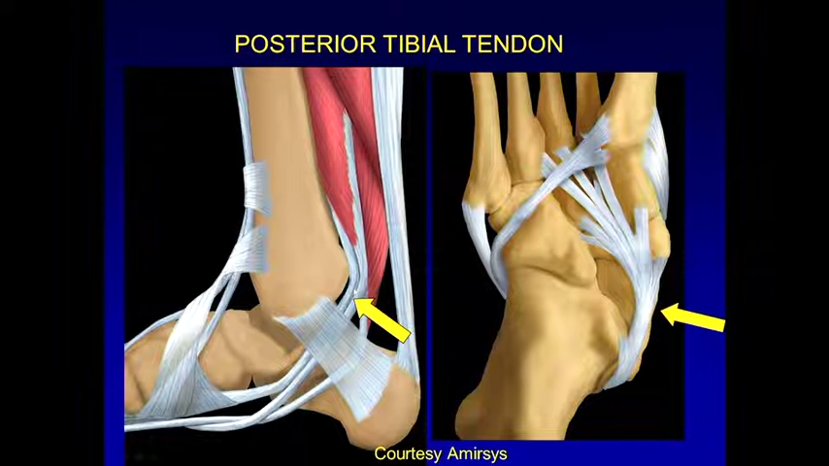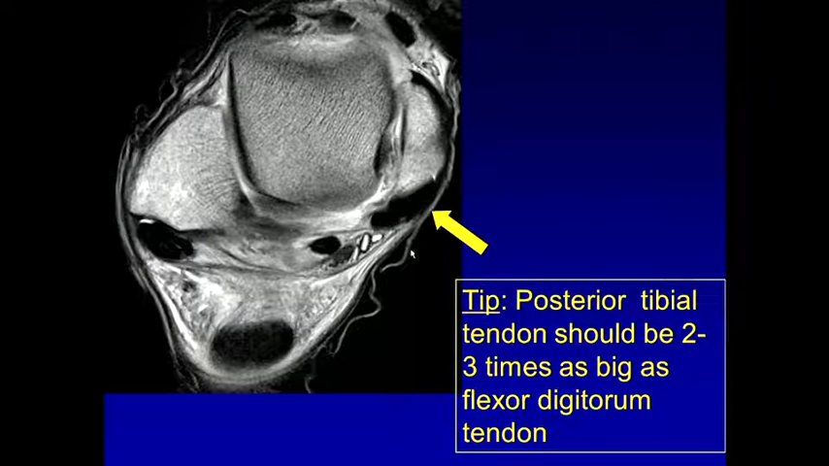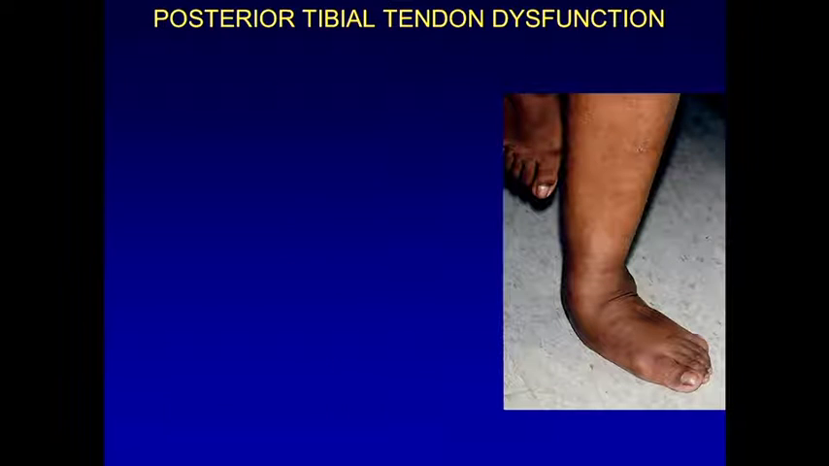The posterior tibial tendon is the most medial tendon. It's a very strong plantar flexor and inverter of the foot, and you could see why, because it has multiple tendon insertions into the midfoot and base of the forefoot. The posterior tibial tendon should be about 2 to 3 times as big as the flexor digitorum longus. If you see changes in that proportion, think about tendon pathology.